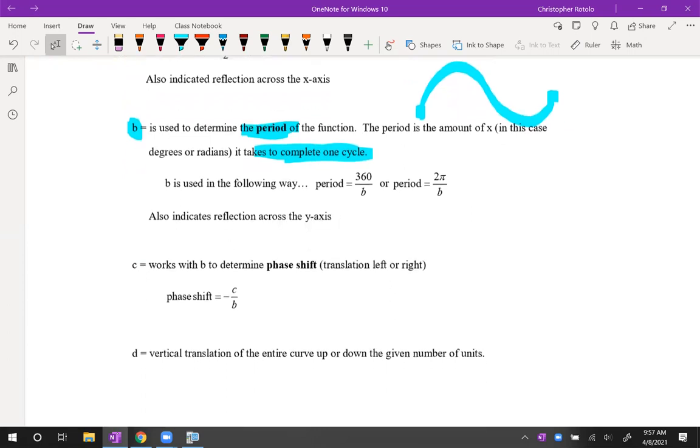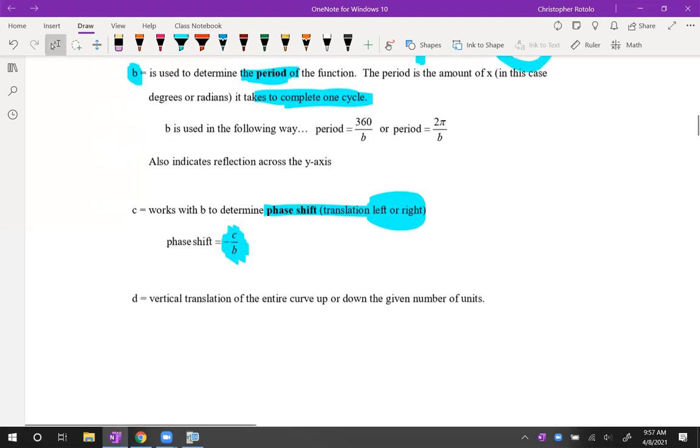All right, the c. That's your phase shift. Okay, so this is left and right, left and right. So how far should I go left and right? And here's how it works. Remember, that was the number inside the parentheses or inside the absolute value, so it's opposite. So notice we have an opposite on here, but it is combined with B. So we're going to use that in combination.